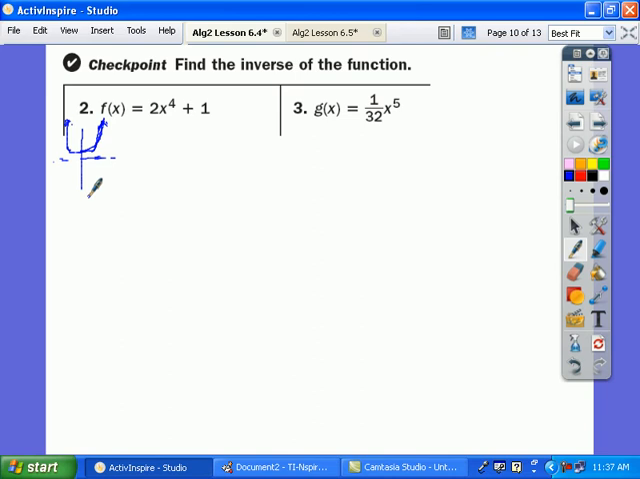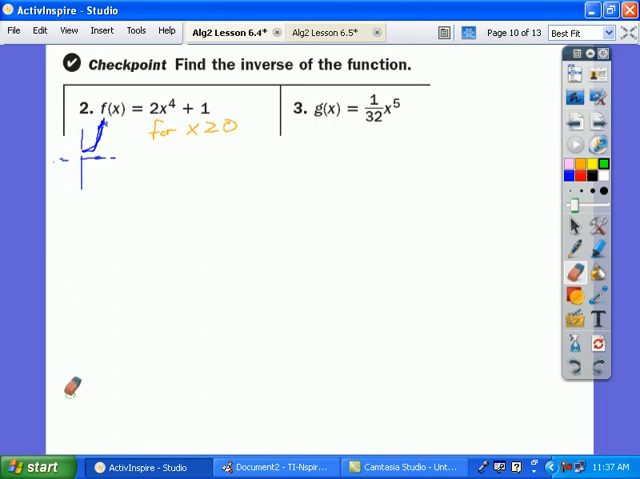So now Mr. Smith is going to modify the problem. And I'm going to say, here's our function, f of x equals 2x to the 4th plus 1 for x greater than or equal to 0. And now I am restricting the domain. I'm changing the problem. And what that'll do for us is it'll take off this side of the graph.